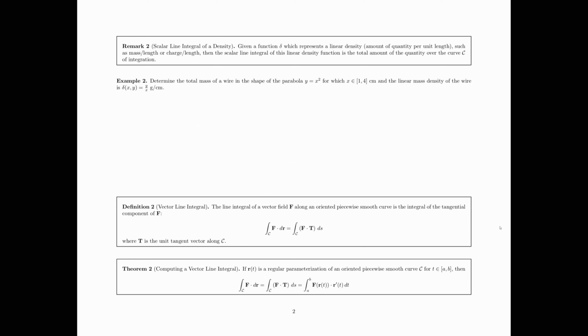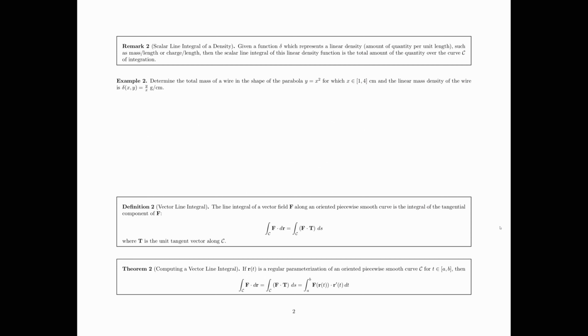All right, the next example we have is example 2, where we are asked to calculate the total mass of a wire in the shape of a parabola y equals x squared, for which x is between 1 and 4 centimeters. And we are given the mass density of the wire. So if we're at the point x comma y on the wire, then the density of that material is y divided by x grams per centimeter.